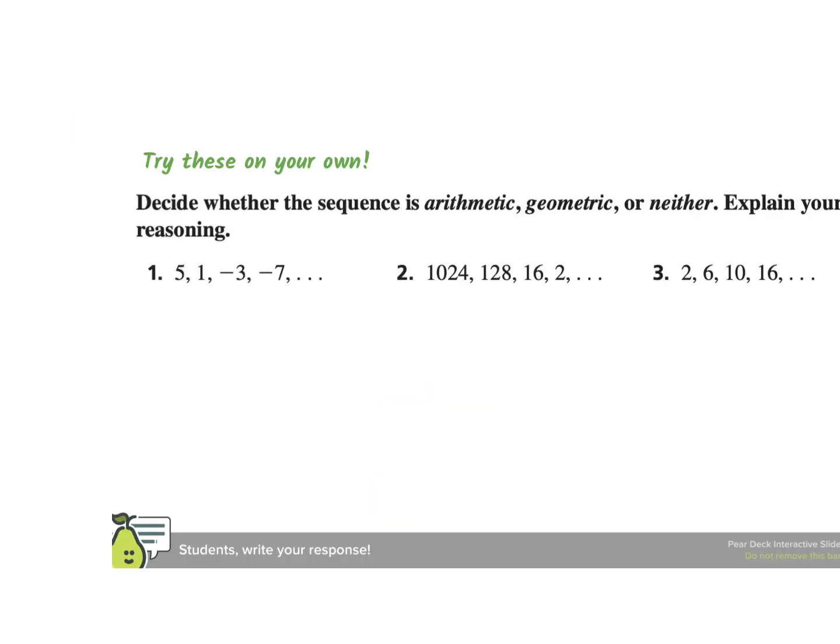Take a second and really pause this video and determine whether or not these three sequences are arithmetic, geometric, or neither. In number 1, you can see that we're subtracting by 4, and so that would tell us that this is arithmetic. Number 2, maybe it's very difficult to see from 1024 to 128, but it's easier to see from 16 to 2, we'd be dividing by 8, and if you test it back from 1024 to 128, you do find that that is true, so this is geometric.